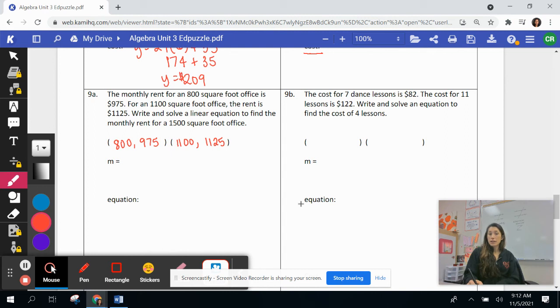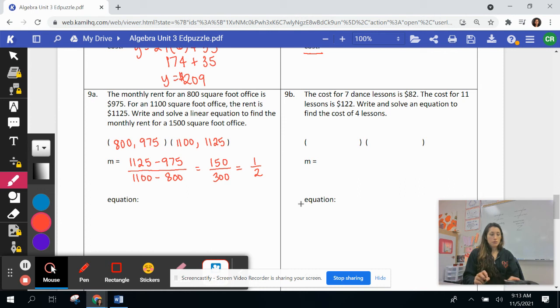Our first step is finding our slope, y2 minus y1. So I'm going to take our second y value, subtract our first y value, over our second x value, subtract our first x value. Now this can be put all into a calculator, but I'm going to do it step by step. Subtracting in the numerator, we get 150. And in the denominator, we get 300. If we divide these by each other, 150 divided by 300 is 1/2. So our slope for that equation is 1/2.